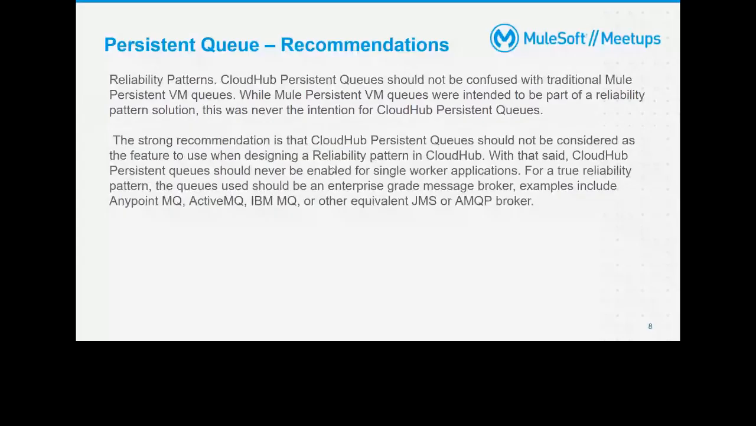We said that persistent queue should never be enabled for a single worker application. For a true reliability pattern, if you want to enable it for temporary purposes, you can use the VM queues for small message processing. But if you want an enterprise-level reliability pattern, you have to go with Anypoint MQ, ActiveMQ, IBM MQ, or any other JMS or AMQP broker.